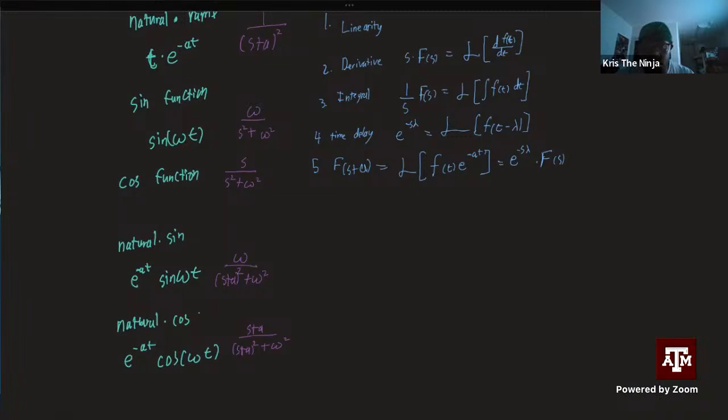So let's do an example. We have g of t equals 8 cosine of 6t plus 6.